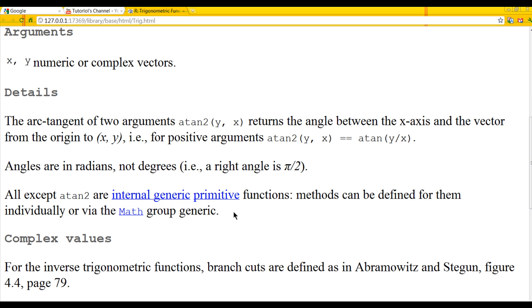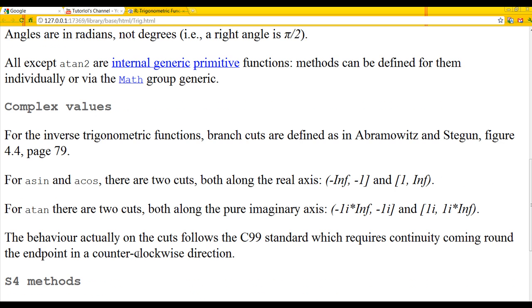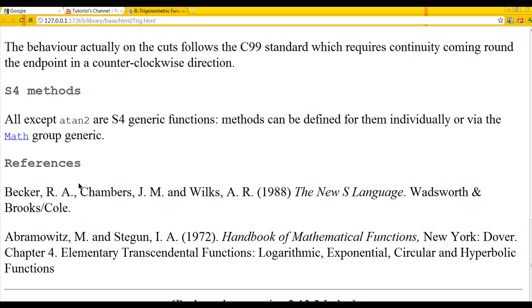All except arctan are internal generic primitive functions. Methods can be defined for them individually or via the math group generic. For the inverse trigonometric functions, branch cuts are defined as in a Brahman rule. I don't know. Branch cuts, that's just a mathematical term, so we won't worry about that. Some more details here about these specific functions. All except these are S4 generic functions. Methods can be defined for them individually. Okay, and here are some references.